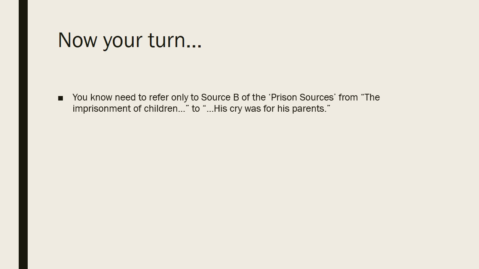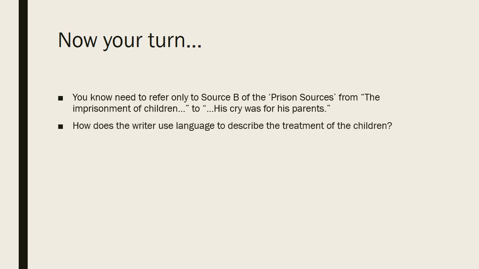So you're going to take the prison sources, like you worked on last week, source B of the prison sources. And all I'm going to ask you to do is to prepare for a question like this. So we're going to take the extract from "the imprisonment of children" to "his cry was for his parents." You should be able to find that in source B yourself. And the question is going to be: how does the writer use language to describe the treatment of the children?